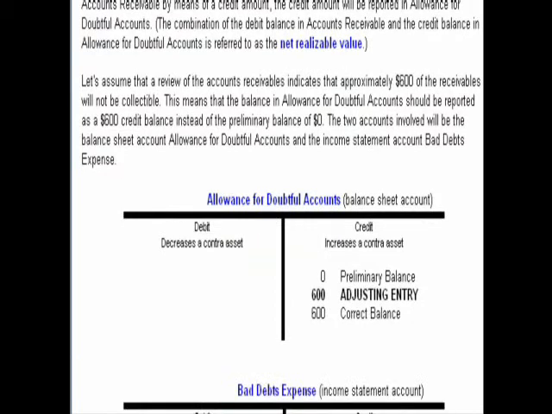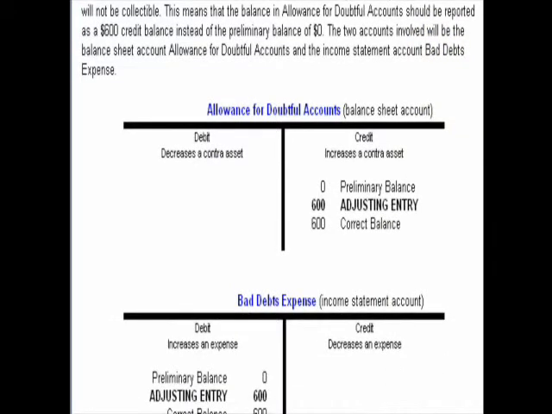Let's assume that the value of the accounts receivable indicates that approximately $600 of the receivables will not be collected. This means that the balance in allowance for doubtful accounts should be reported as a $600 credit balance instead of the preliminary balance of zero. The two accounts involved will be the balance sheet account allowance for doubtful accounts and the income statement account bad debts expense. Allowance for doubtful accounts, balance sheet account: the debit side decreases the contra asset, the credit side increases the contra asset. Preliminary balance 0, adjusting entry 600, correct balance 600.